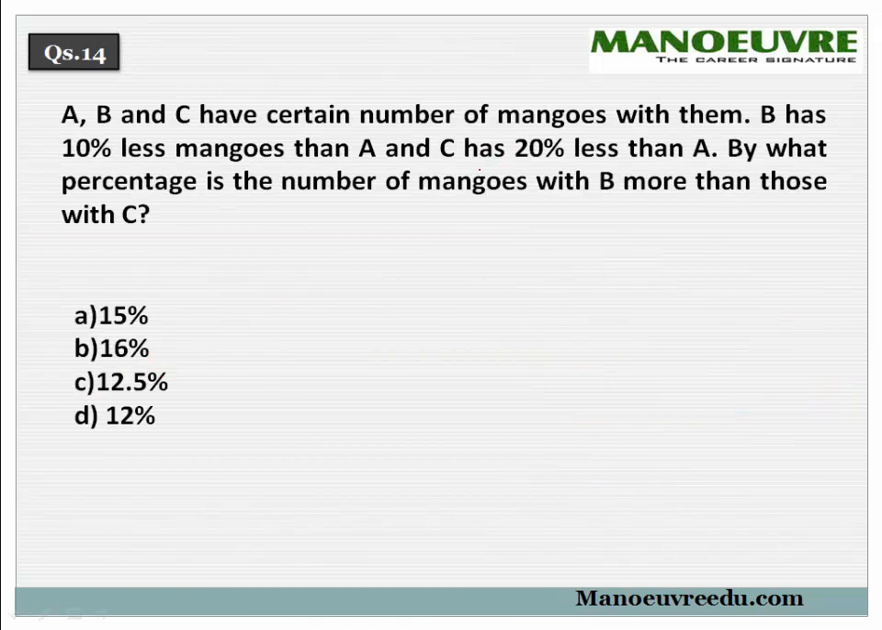A, B, C have certain number of mangoes with them. B has 10% less mangoes than A, and C has 20% less than A. By what percent is the number of mangoes with B more than that of C? Okay, so A, B and C have certain number of mangoes with them. B has 10% less mangoes than A, and C has 20% less than A.